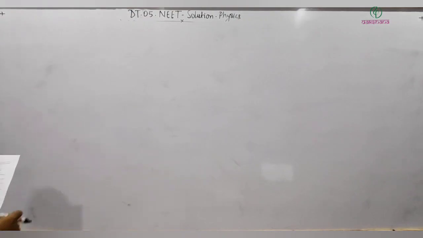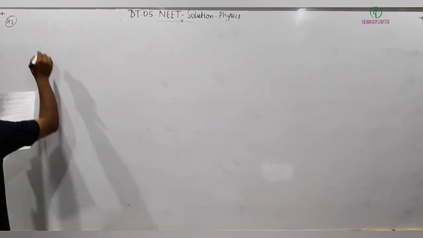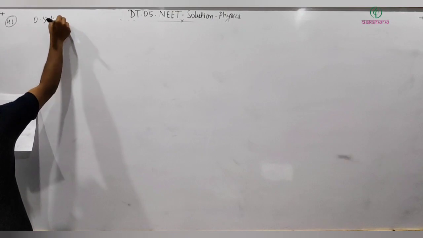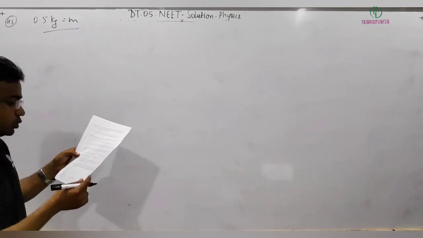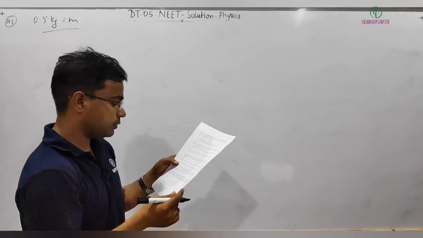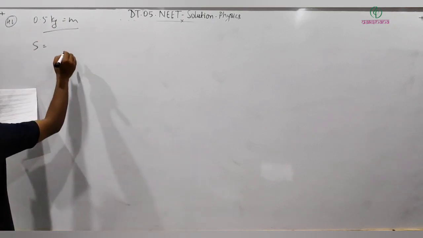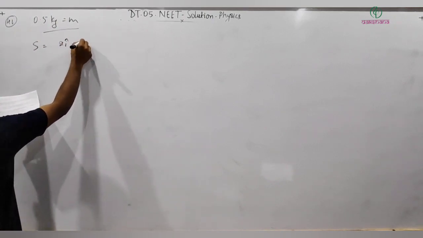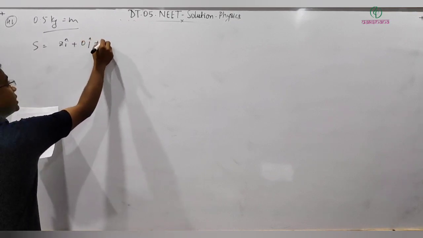Okay, next question number 41. Here, the mass of the particle is 0.5 kg, and it is displaced from position initial r1 (2, 3, 1) to r2 (4, 3, 2) by applying a force of magnitude. So first, displacement s is equal to how much? R2 minus r1, I am writing it directly: 2 i cap plus (3 minus 3) 0 j cap plus (2 minus 1) k cap.